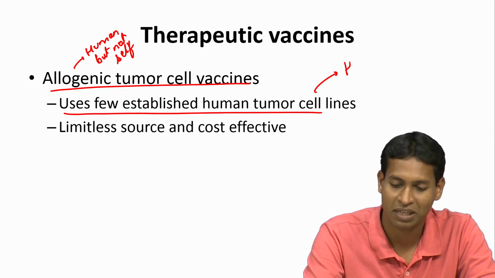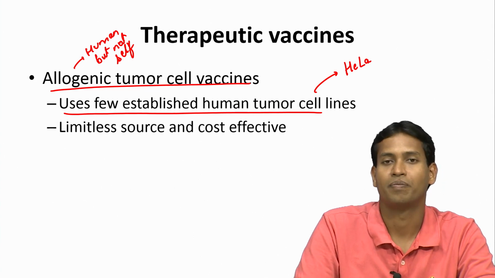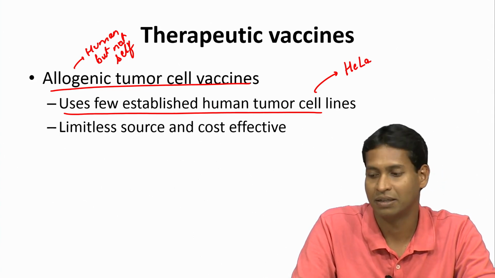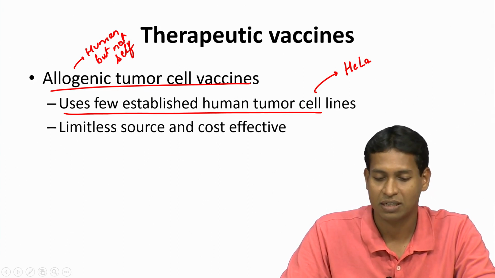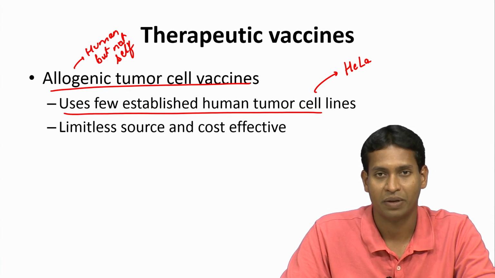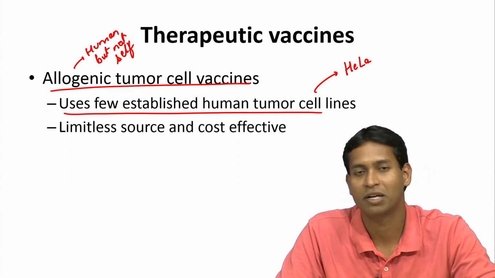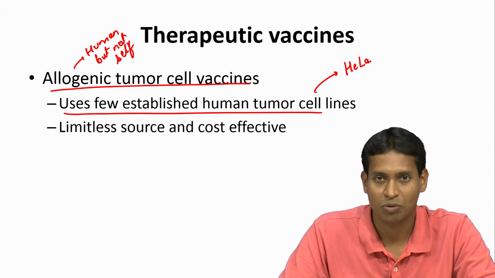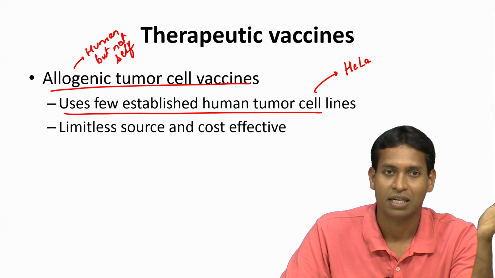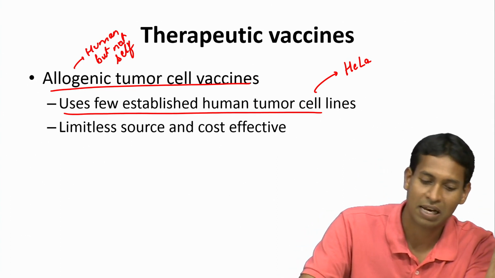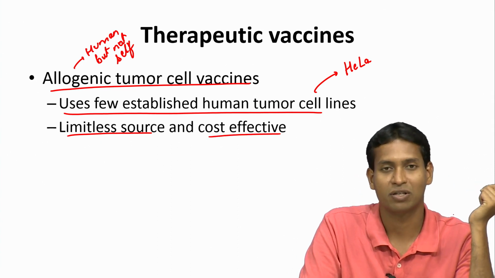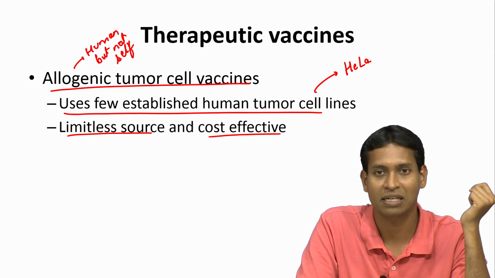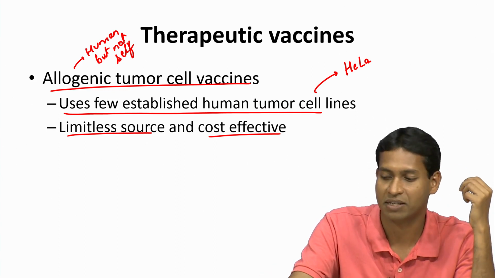One of the biggest examples for that is HeLa cells, which is a cervical cancer that was isolated from one of the patients. And so, this was used quite widely in cell culture. So, you can develop cell lines from a tumor, and because now those tumors are also harboring those mutations, you can then use them as antigen. So, there is a limitless source, so you can expand these cells to whatever amount you want. They are fairly cost effective because hospitals are not directly involved, so there is no surgery, there is no risk, all of those processes are not there.